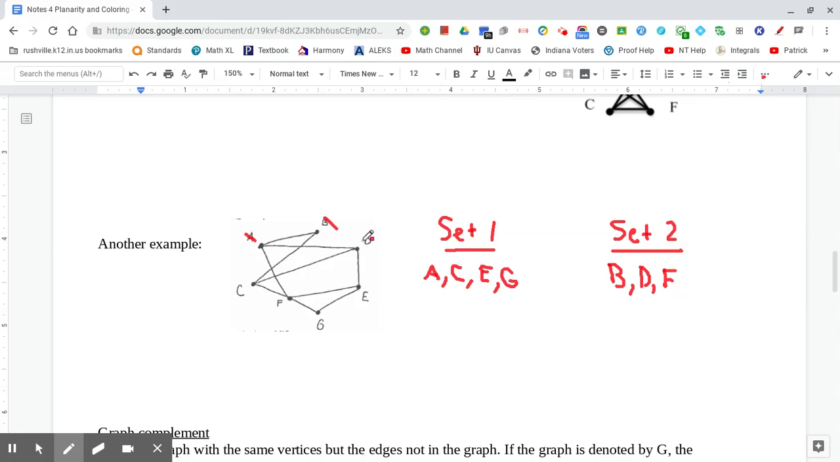So E is adjacent to D, which is in set 2. E is adjacent to F, which is in set 2 already. E is adjacent to G, which is not in set 2 already. So I need to put G into set 2. And now notice I just placed vertex G in set 2, but I already had it in set 1, which means that this graph is not bipartite. Because E and G are in set 1, they cannot be adjacent to each other, but right here there's an edge connecting them, which means that this graph is not bipartite.